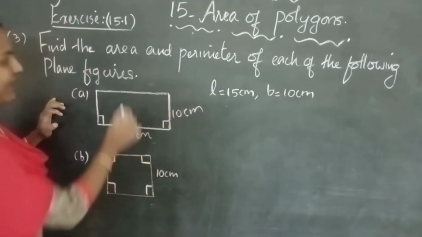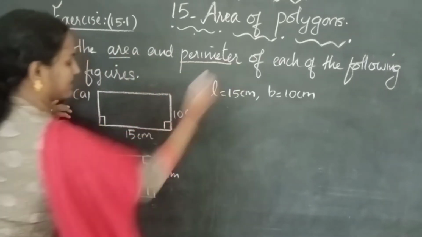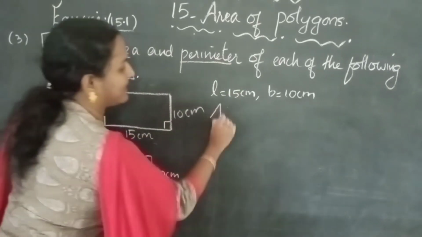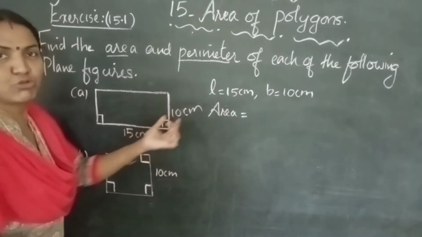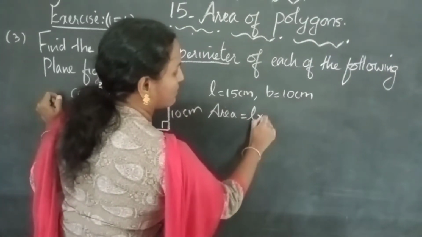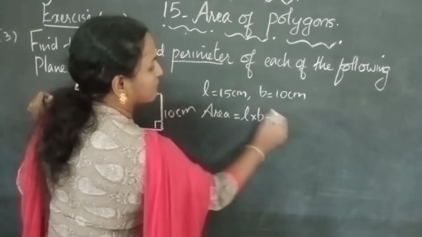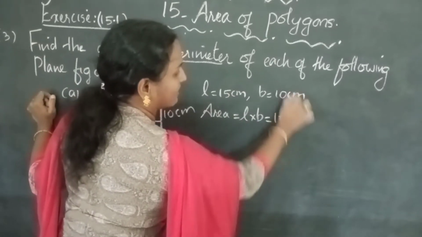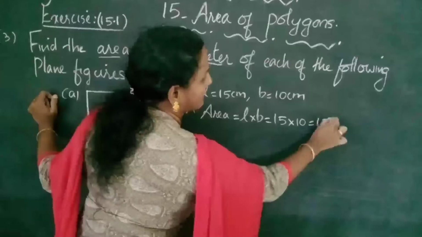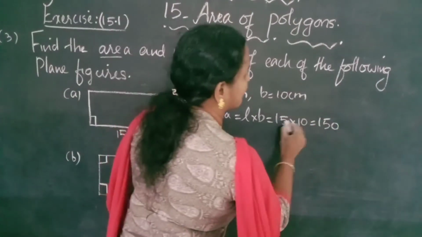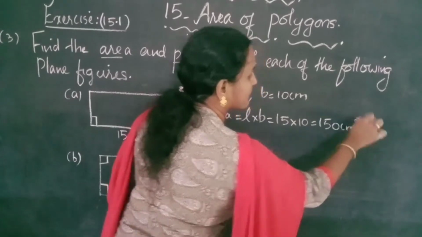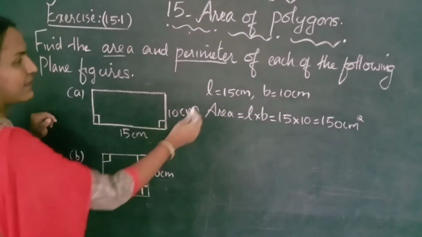How to find the area and perimeter? The area of a rectangle is equal to length into breadth, L into B, is equal to 15 into 10, which is 150. Here the unit is centimeter, so centimeter into centimeter, centimeter square. Then perimeter.